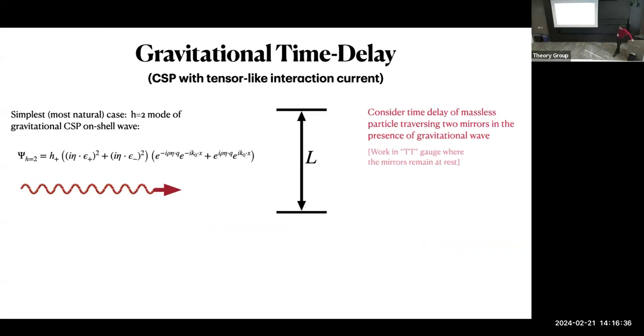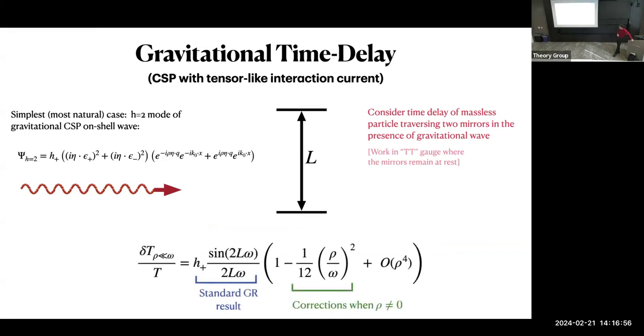So one simple observable is gravitational time delay, say, in an interferometer arm in a background gravitational field. Shown here, it's natural to consider a polarization two state coming in, and you can bounce a massless particle back and forth and just compute the time delay. Not surprisingly, you should be used to this by now, you obtain the standard GR result. So this is the length of the interferometer arm.